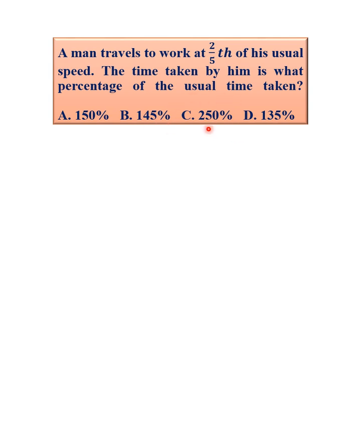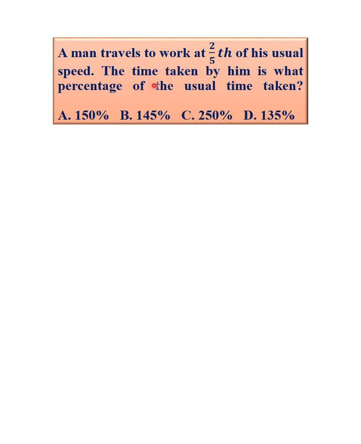Let us solve this problem in a very simple manner so that everyone can understand. The question says a man travels to work at 2/5 of his usual speed. The time taken by him is what percentage of the usual time taken? These are the options to choose from.